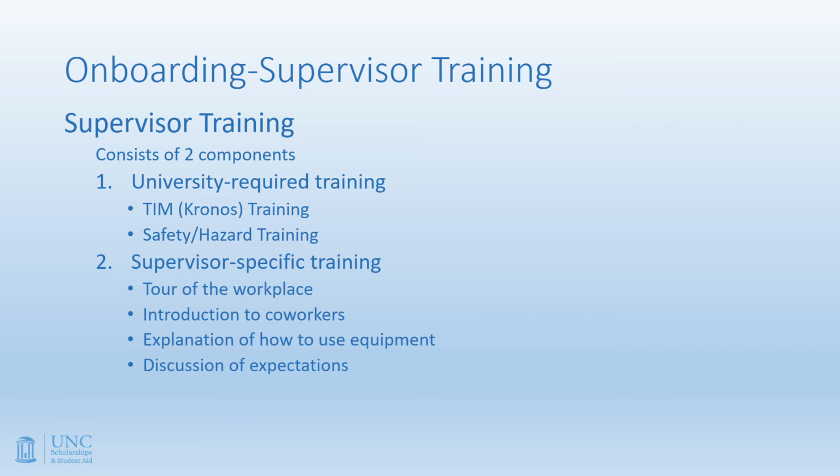The first one is the university required training, which starts with the TIM or Chronos training, so the students know how to fill out their timesheets. That should be the very first thing you do with them day one, and they can be paid for that time. And then the second thing you'll want to do is run them through any safety or hazard training required of your office environment. We need the students to be safe, and of course we need to stay within university regulations. So if there are any hazardous or safety trainings required for the position, it's a good thing to go ahead and get those out of the way at the very beginning.